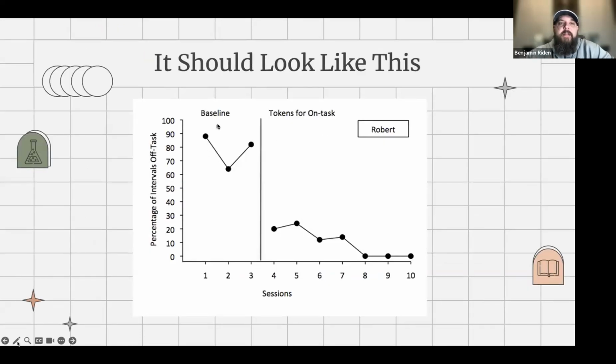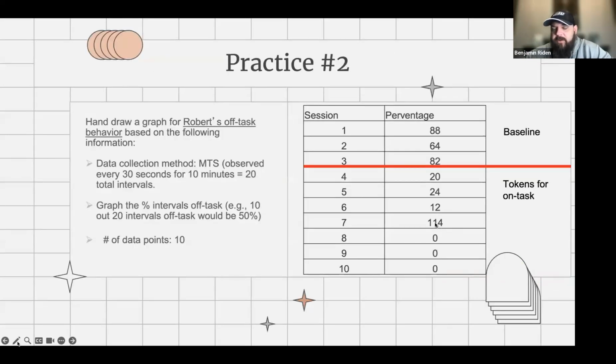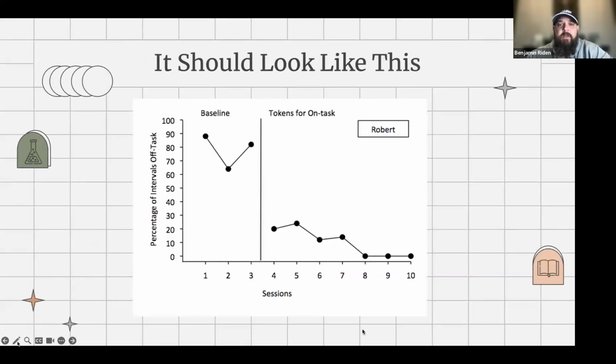And here we are. Here is what our data should look like. And I'm sorry, this should be 14, not 114. I just realized that. So if you have an error on your graph, that's my fault and not yours. You should see our data looking something like this.